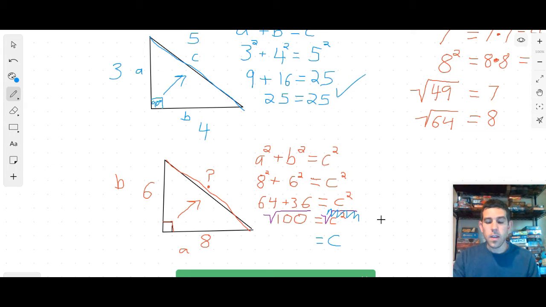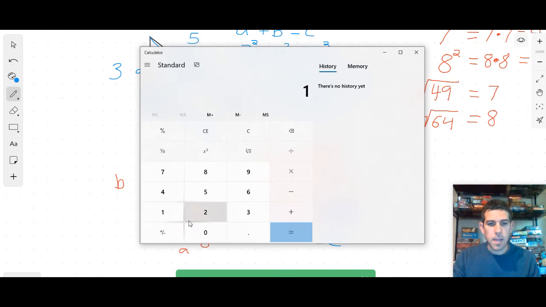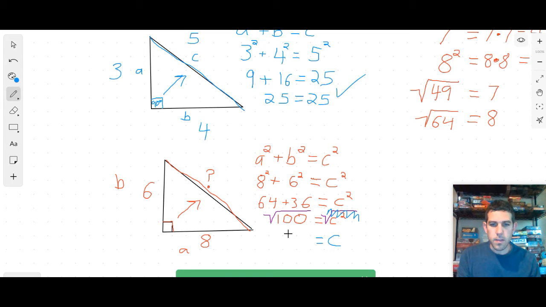If you're not great at knowing your square roots, you can use a calculator and type in 100 and then hit the little square root button. In my calculator, it's right here. So I'll hit square root and it tells me that yes, the answer is 10. 10 is a number that multiplies by itself to make 100. So the square root of 100 is 10. That means that C must be 10. That is my missing hypotenuse length, 10.